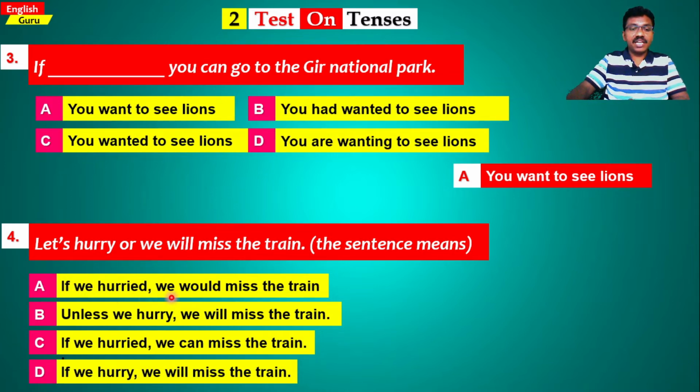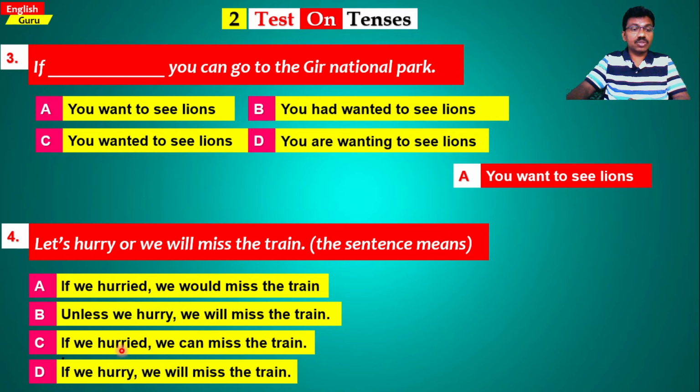A, if we hurried, we would miss the train. It is exactly opposite to the question. What is the question? Let's hurry or we will miss the train. If we don't go fast, we will miss the train. But in the option A, if we hurried, we would miss the train. If we go, we will miss the train. No, this is exactly opposite. Option A is wrong. Unless we hurry, we will miss the train. If we don't go fast, we will miss the train. So B option is giving the same meaning as the sentence given in the question.